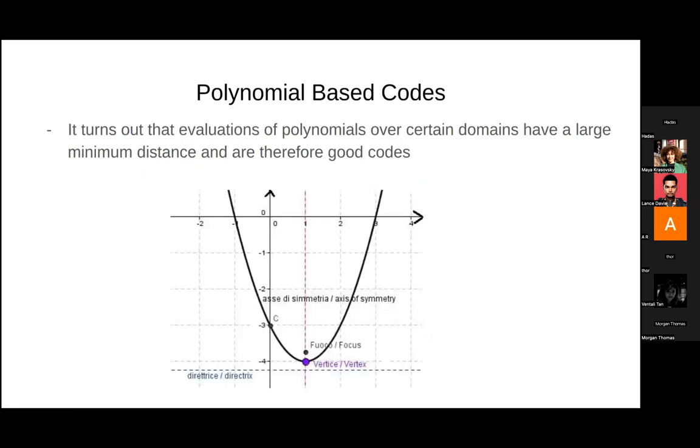But okay, it turns out that evaluations of polynomials over certain domains have large minimum distance and therefore make good codes. For example, Reed-Solomon codes are univariate polynomials evaluated at different points. A code word is just a set of evaluations. If you were thinking of it in Euclidean space instead of Hamming space, you can literally just think of it as a graph. This is like a parabola, or a quadratic equation on a graph. Each of these points are evaluations of a polynomial. So you could think of this as a visualization of a code word.